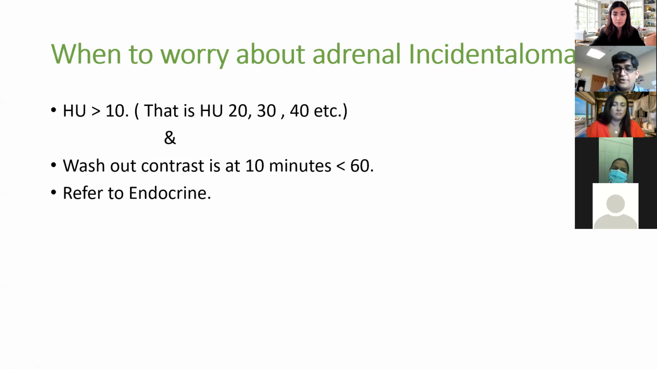And after that, if we do a washout contrast and more than 60% of the contrast is still retained and not cleared by the adrenal gland, that means there's something wrong with the vascular supply of that mass. It could be a cancer, a lymphoma, or something that is sinister and not benign. That is when you can send the patients for surgeons, but preferably to an endocrinologist, so that we can do the hormone assessment and see what kind of hormones this mass is making.